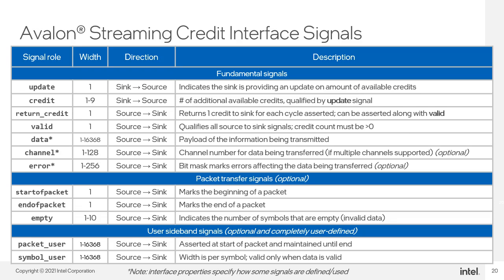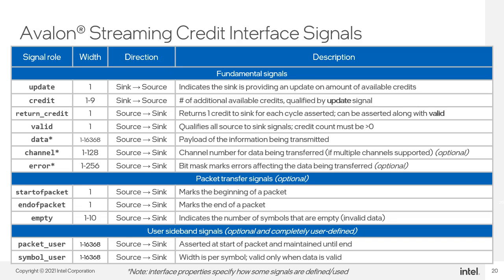Here are the signal roles for a streaming credit interface. Most of the signals are the same as for a standard streaming interface. The new or different signals are update, credit, return credit, and the optional user sideband signals. The update signal is from the sink to the source and is asserted, along with the credit signal, to indicate to the source that it has additional credits available for use.